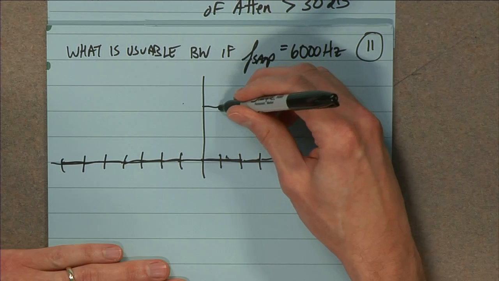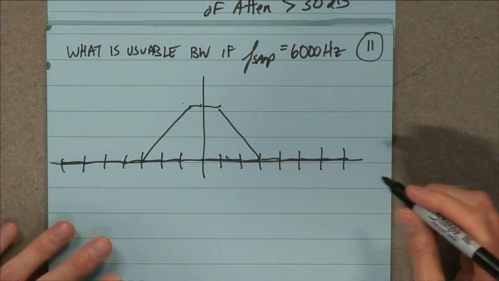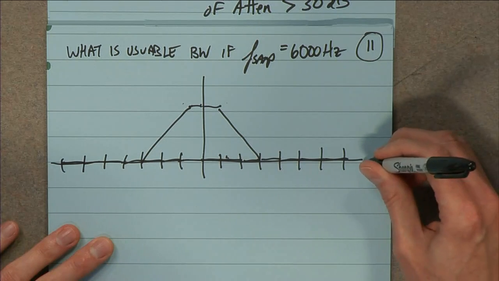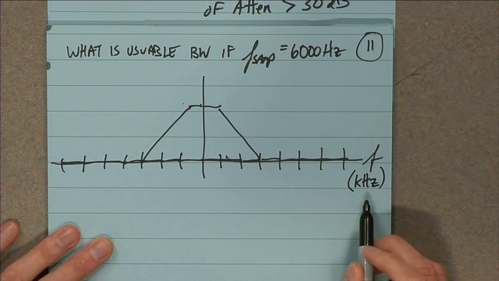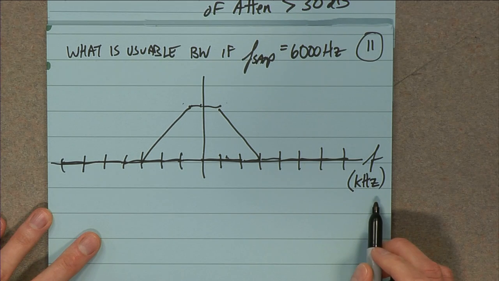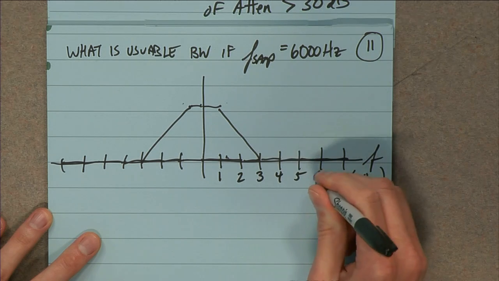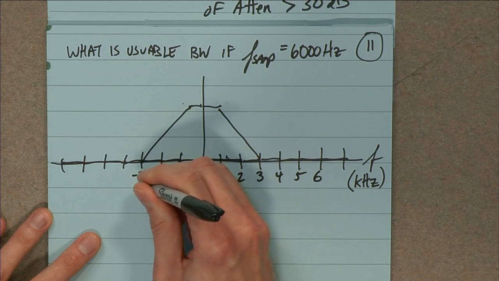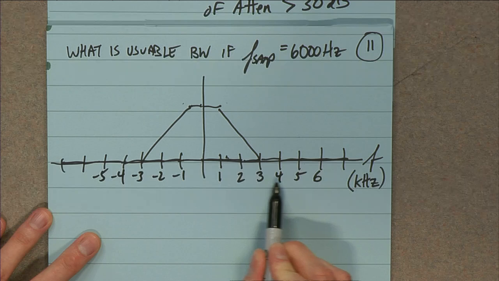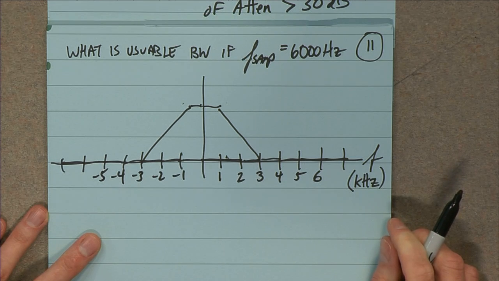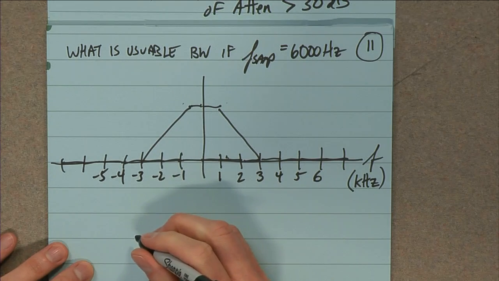So let's draw it. And this is, we'll call this F. We'll make our lives easy. We're going to change it. Instead of hertz, we'll use kilohertz, thousands of hertz. So now I can just put 1, 2, 3, 4, 5, 6, -1, -2, -3, -4, -5. So this is in kilohertz, so this is 1,000, 2,000, 3,000, 4,000 in hertz. So we're changing it a little bit just to make it fit easier. So if that is the case, what's fsamp over 2?